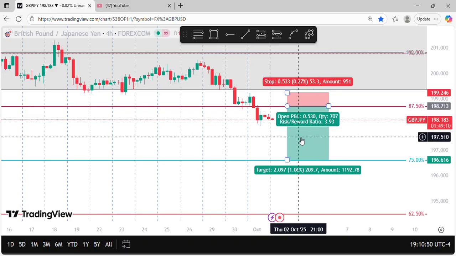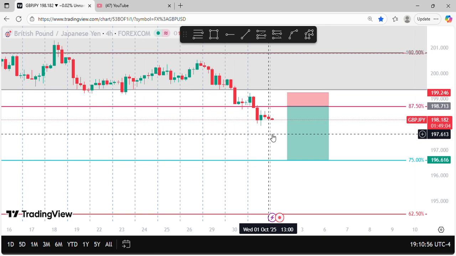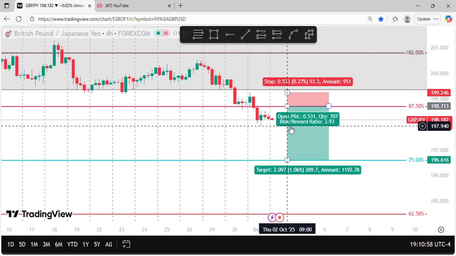And so currently this is the setup I'm looking at on Gbpjpy, and it looks really, really great, especially from the higher time frame, the 3 months level. Okay, where we are having the order block, the fair value gap, the bearish fair value gap targeting the lower side, the sell side liquidity.